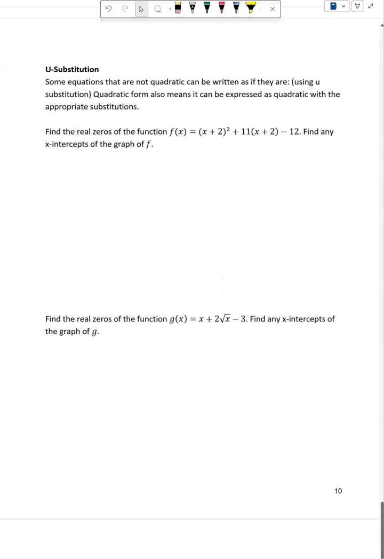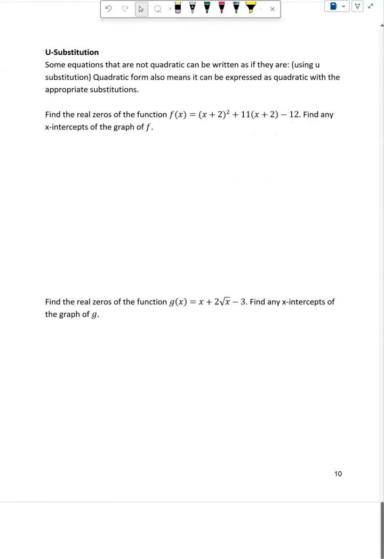Let's see what else we got. U sub. See, I knew it was in here somewhere. I was just getting way ahead of myself. Okay, let's talk about it. Some equations are not quadratic, but can be written that way, right? So we're going to use U substitution to make these into a quadratic. Quadratic form also means that it can be expressed as a quadratic with the appropriate substitutions.